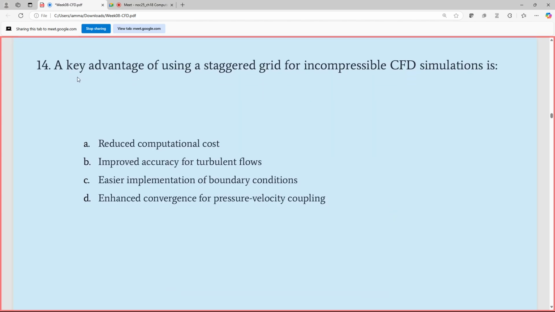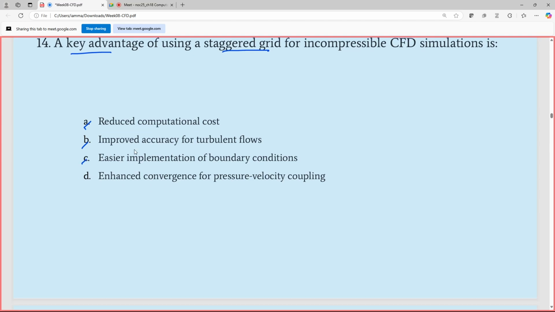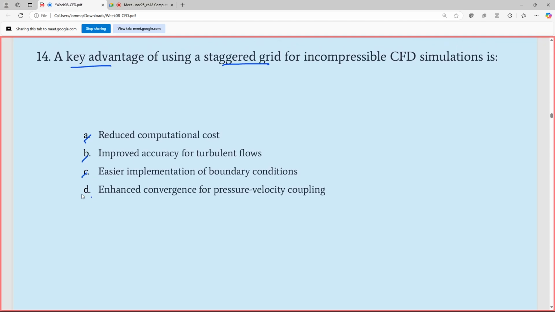Next question. A key advantage of using a staggered grid in incompressible CFD simulation. The question is asking the advantages of using a staggered grid in incompressible CFD simulation. Options are option A, reduced computational cost. Option B, improved accuracy for turbulent flows. Option C, easier implementation of boundary conditions. Option D, enhanced convergence for pressure velocity coupling. From the understanding of the previous question, you can simply answer this question. Try to answer the question. What is the key advantage of a staggered grid in incompressible CFD simulation?